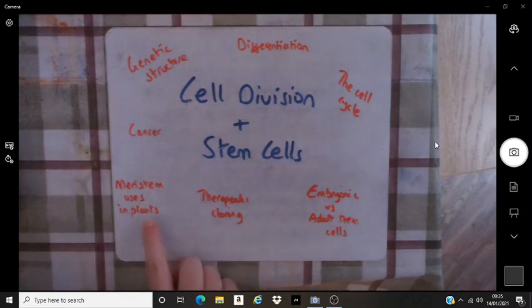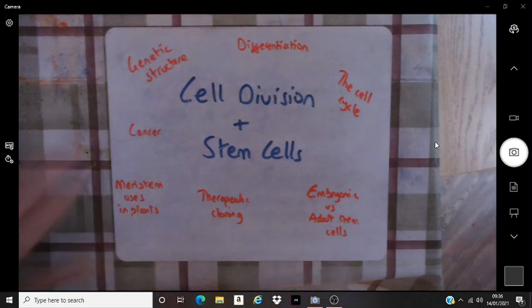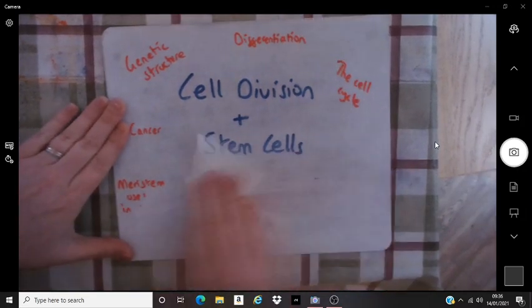So for meristematic uses, which are stem cells in plants and how they're used commercially, please make sure you're looking at the spec points. For OCR, the spec points are really, really clear with what information the exam board wants. Okay, cool, let's roll. So I want to start with the cell cycle.